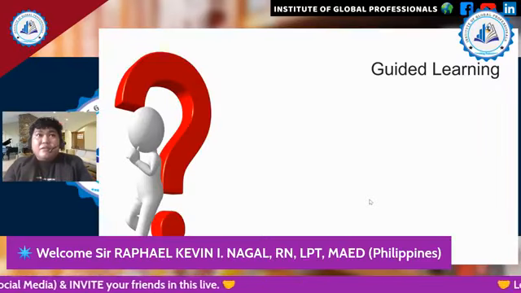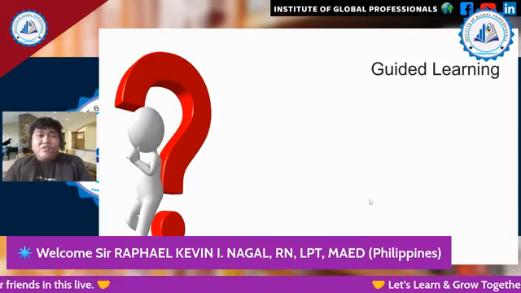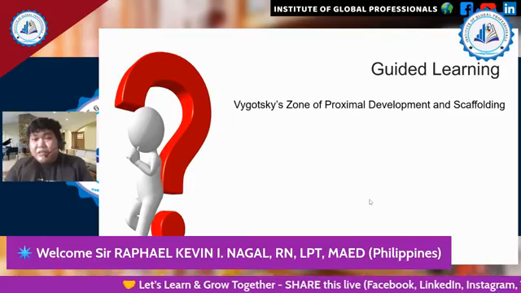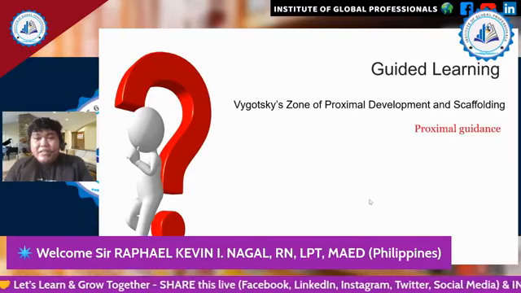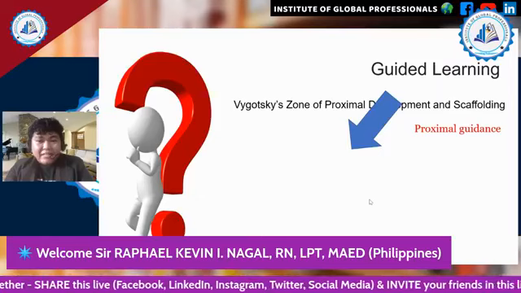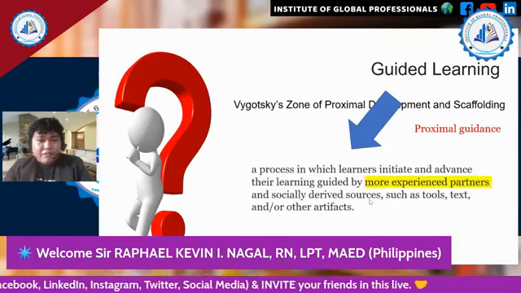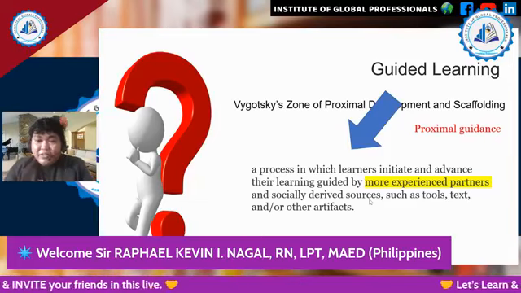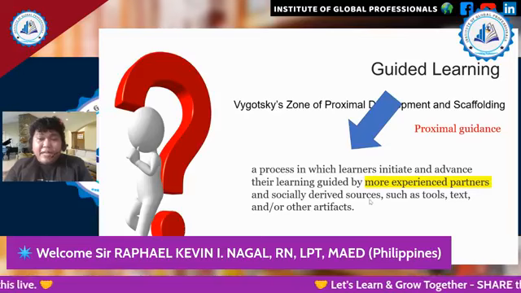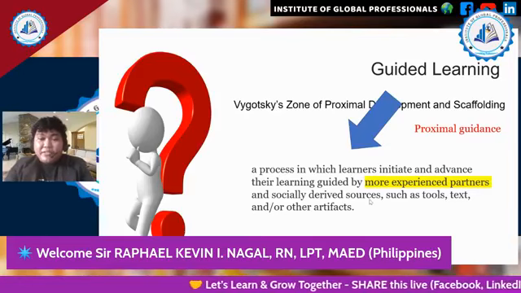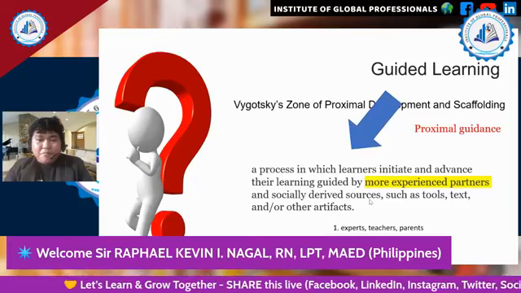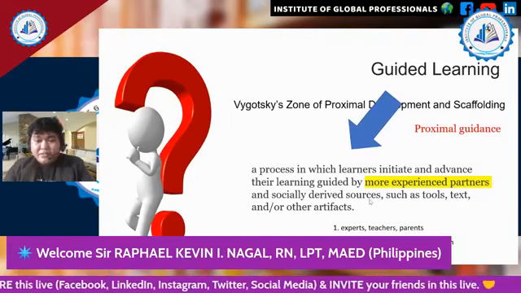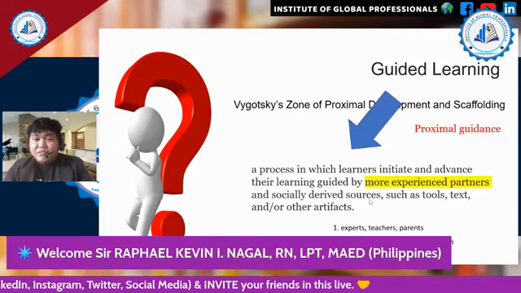All of these researches are anchored on guided learning. With Vygotsky's zone of proximal development and scaffolding, it has been realized that proximal guidance is necessary for the development and growth of the learners. This is a process in which learners initiate and advance their learning guided by advanced partners and socially derived resources such as tools and other artifacts. These guides include teachers, parents, experts, and other artifacts and social forms and norms.